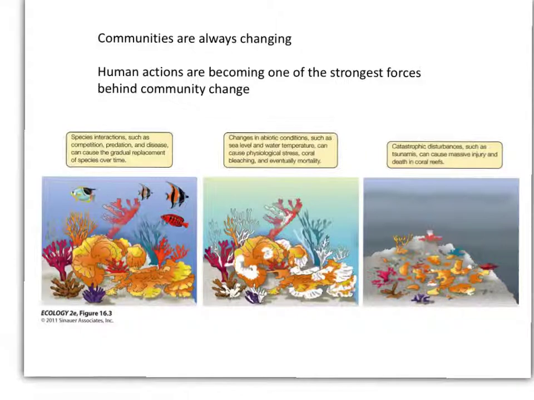But in spite of these natural phenomena such as species interactions, changes in abiotic conditions, and catastrophic disturbances, all of which can occur naturally, the effects of human interventions within systems like coral reef communities have a much greater impact on these communities and have a much higher effect of what we call disturbances within communities.